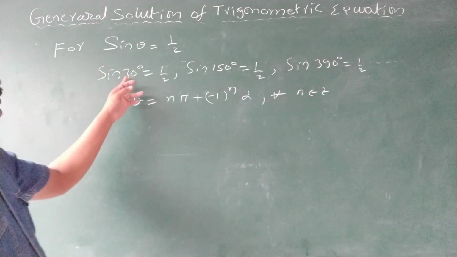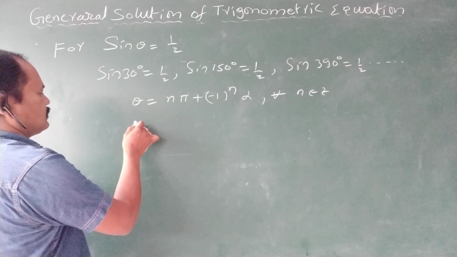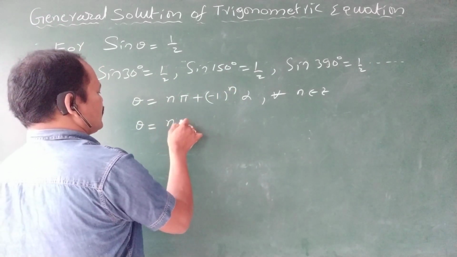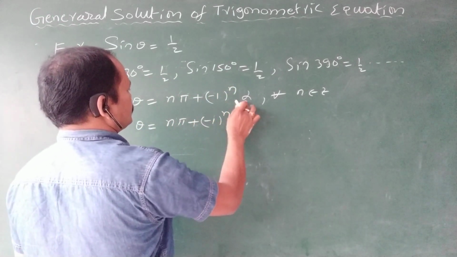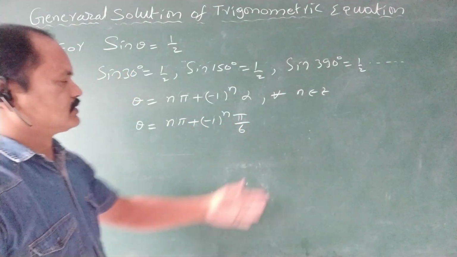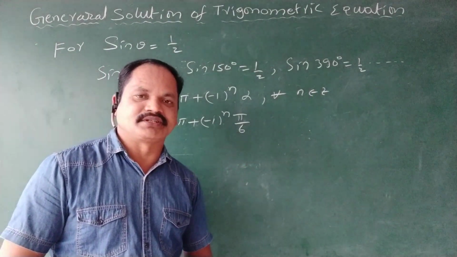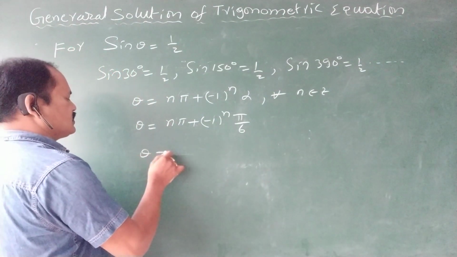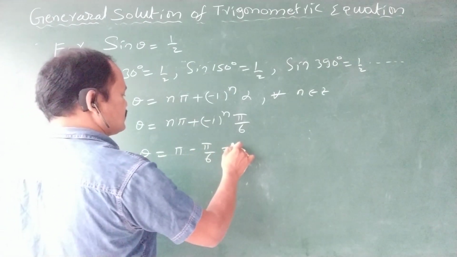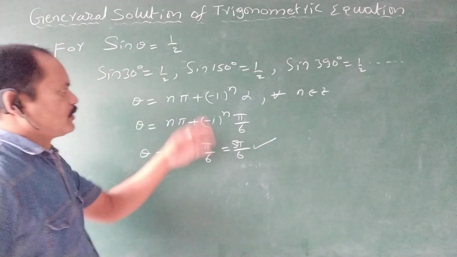Suppose we have to take n is equal to 1. Theta is equal to, what is alpha here? 30. Suppose you have to write 30. Theta is equal to n pi plus minus 1 power n into alpha; alpha is 30, that is pi by 6. For n is equal to 1, here n is a set of integers, n belongs to Z, Z is the set of integers. For n is equal to 1, theta is equal to pi minus pi by 6, this is 5 pi by 6. So 5 pi by 6 is 150 degrees.